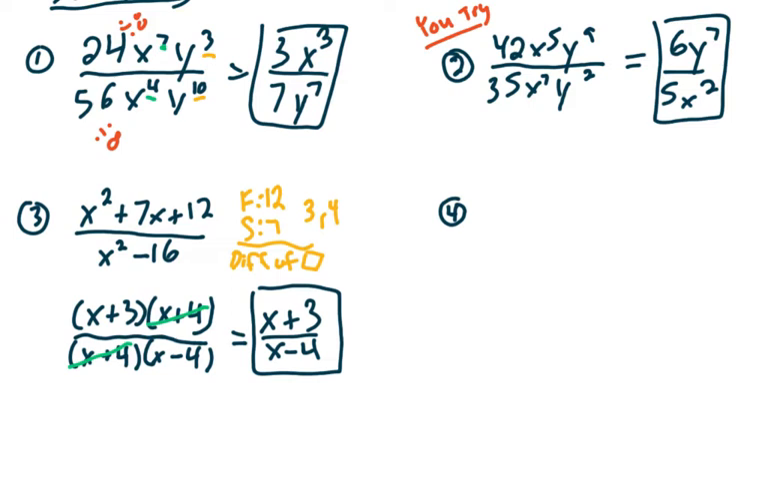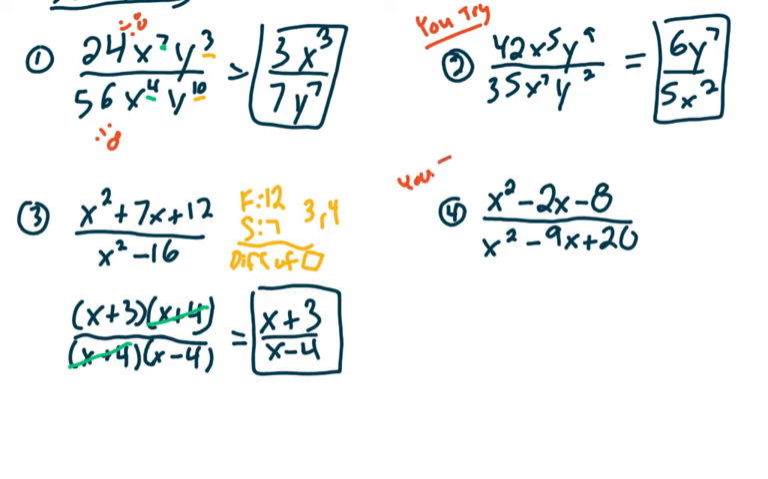So number 4, I would like you guys to try. So we'll do x squared minus 2x minus 8 over x squared minus 9x plus 20. Go ahead and pause the video and try number 4 on your own.